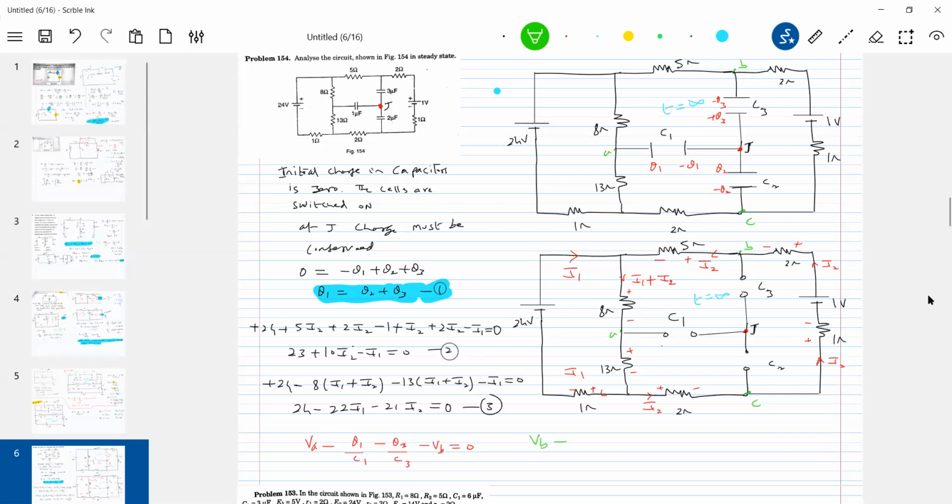VB minus plus Q3 by C3 minus Q2 by C2 minus VC equals 0. I'll just write the equation. Later on, you can solve it. If time permits, you solve it or just leave it. It doesn't matter.